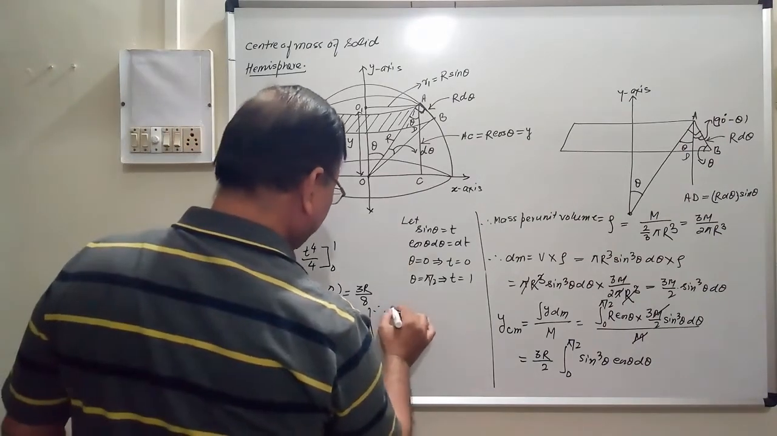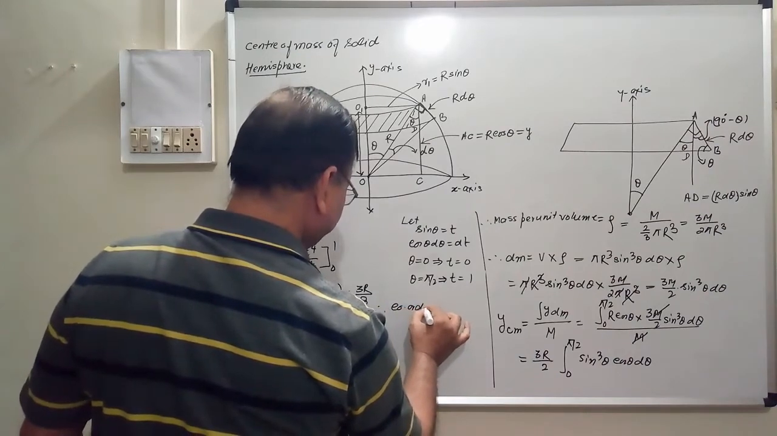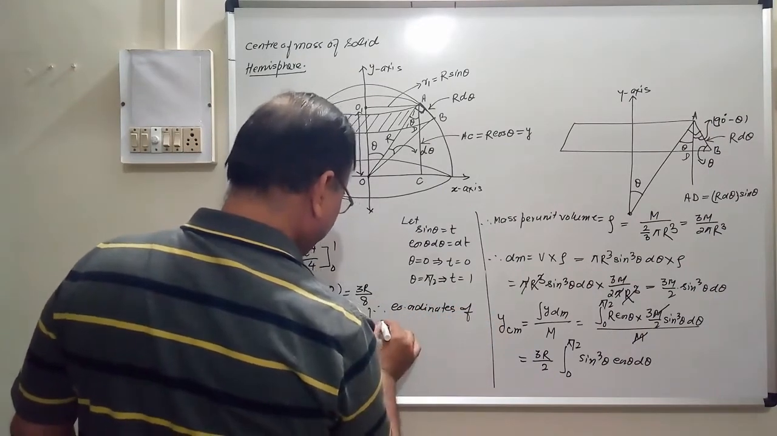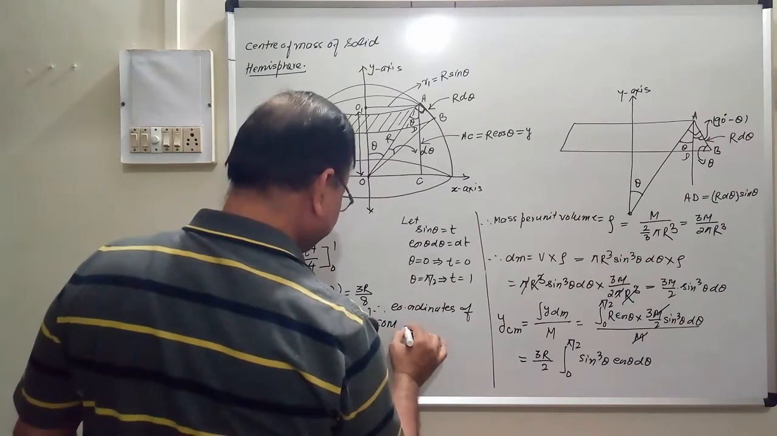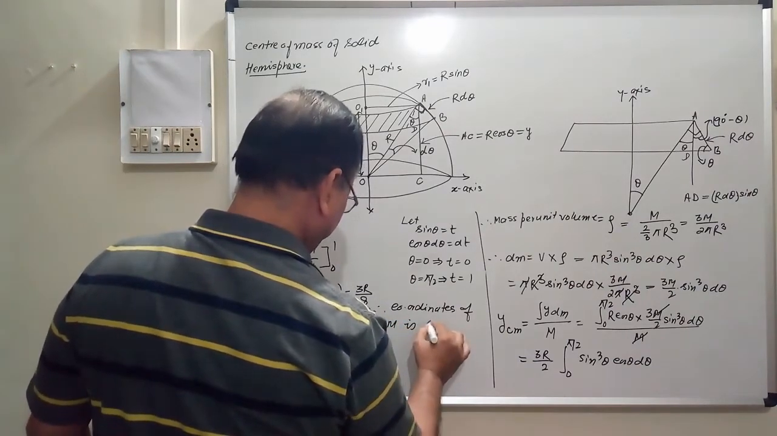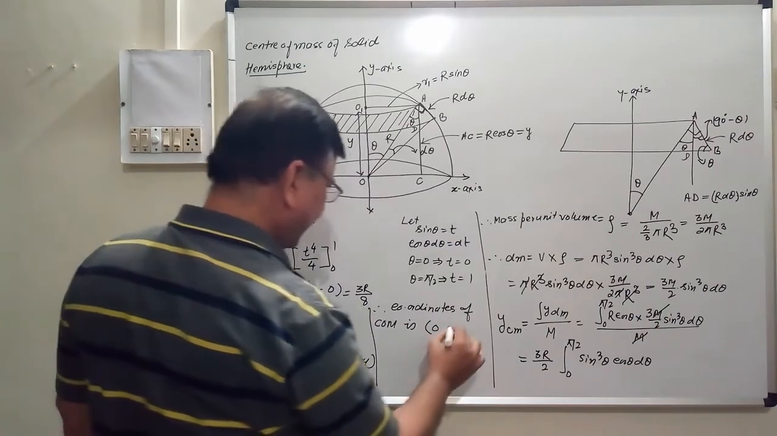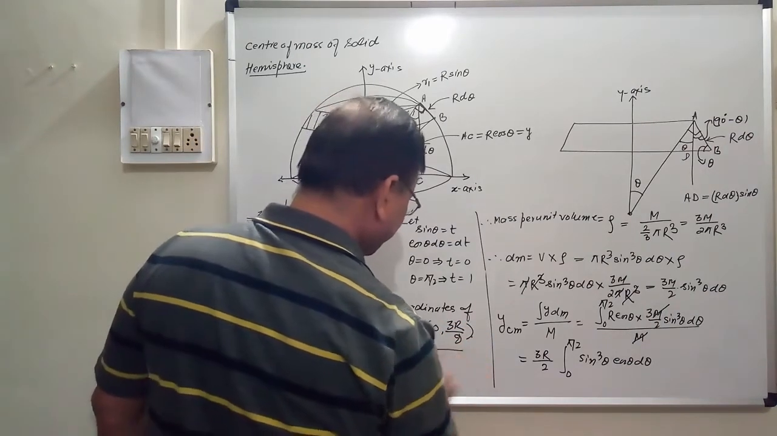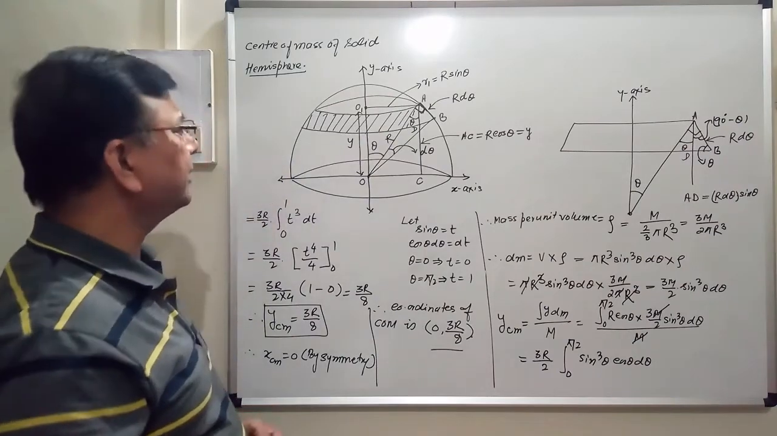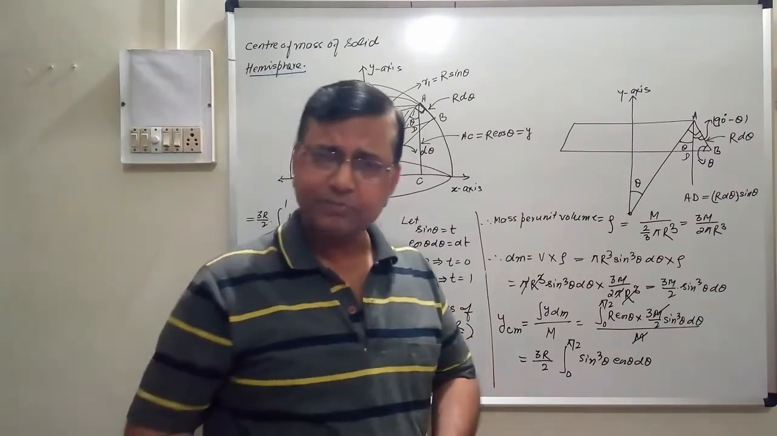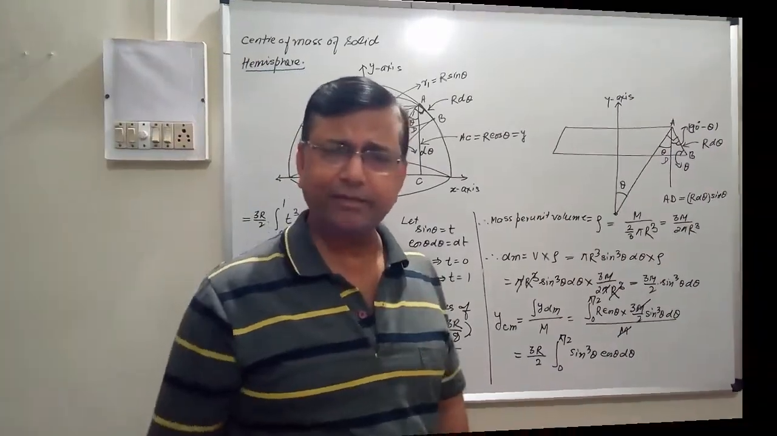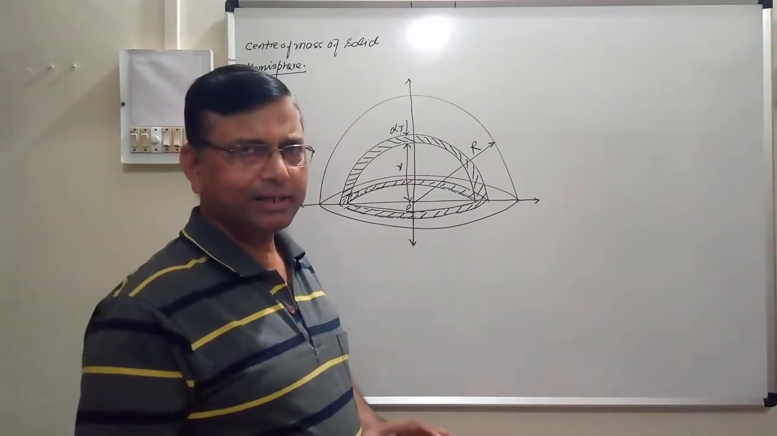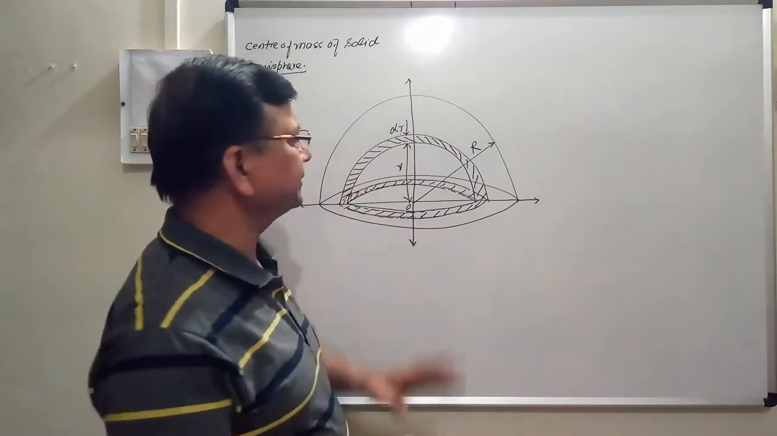Therefore, the coordinates of center of mass is 0 and 3r by 8. So this way we could find the center of mass of a hemisphere, a solid hemisphere as a matter of fact. There is another method to find the center of mass of a solid hemisphere.